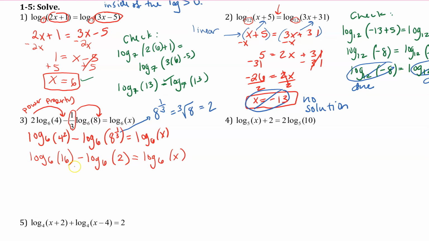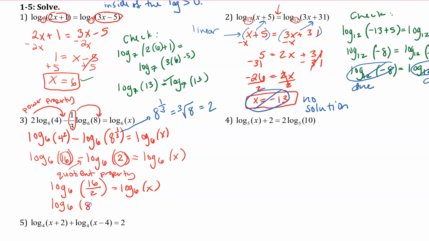And then because of this subtraction sign between them, I'm going to go ahead and use the quotient property of logs, which says that if you are subtracting two different log expressions, then when you combine the logs together, the inside parts of the logs actually divide. So 16 will divide by 2. So then I get down to here, log base 6 of 8 is equal to log base 6 of x.